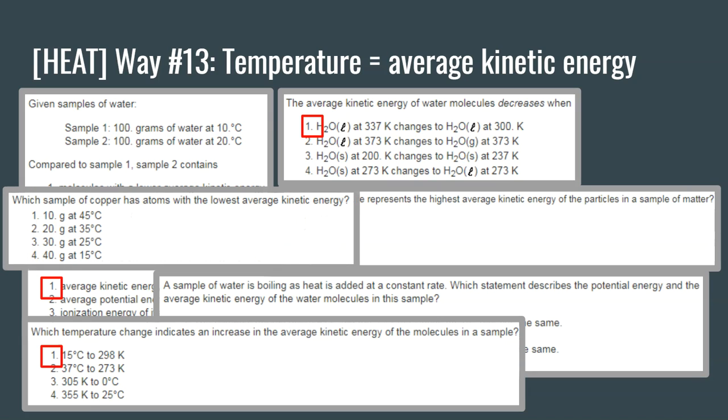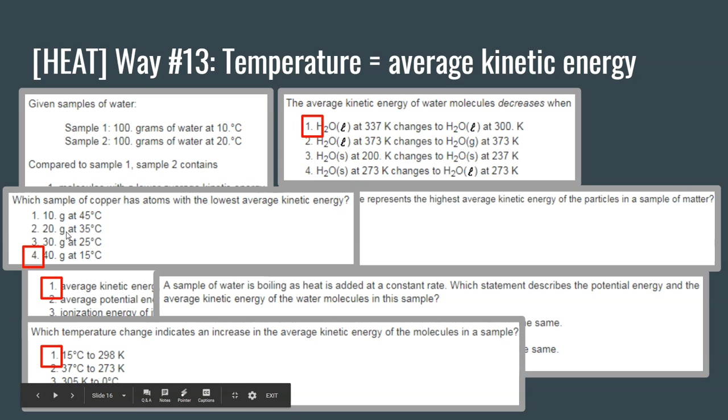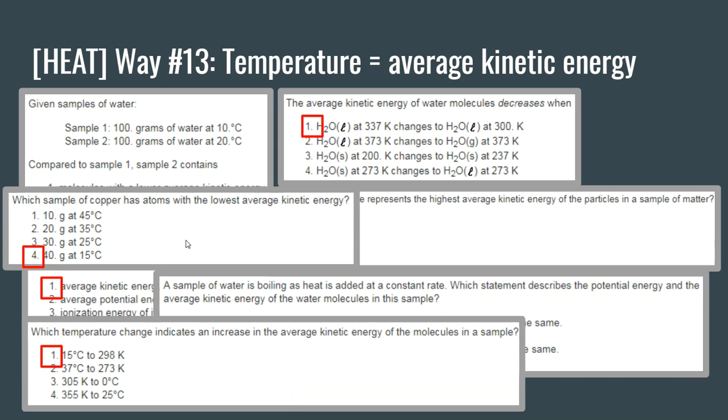Which sample of copper has atoms with the lowest average kinetic energy? Okay, hopefully you're seeing a pattern. When you think average kinetic energy, think temperature. So all we have to do is look at the temperature value in order to determine which substance has the lowest. The only one that has the lowest is the one at 15 degrees Celsius. Since temperature does not depend on the mass of the substance, the mass is irrelevant. Therefore, answer choice 4 is the correct answer.